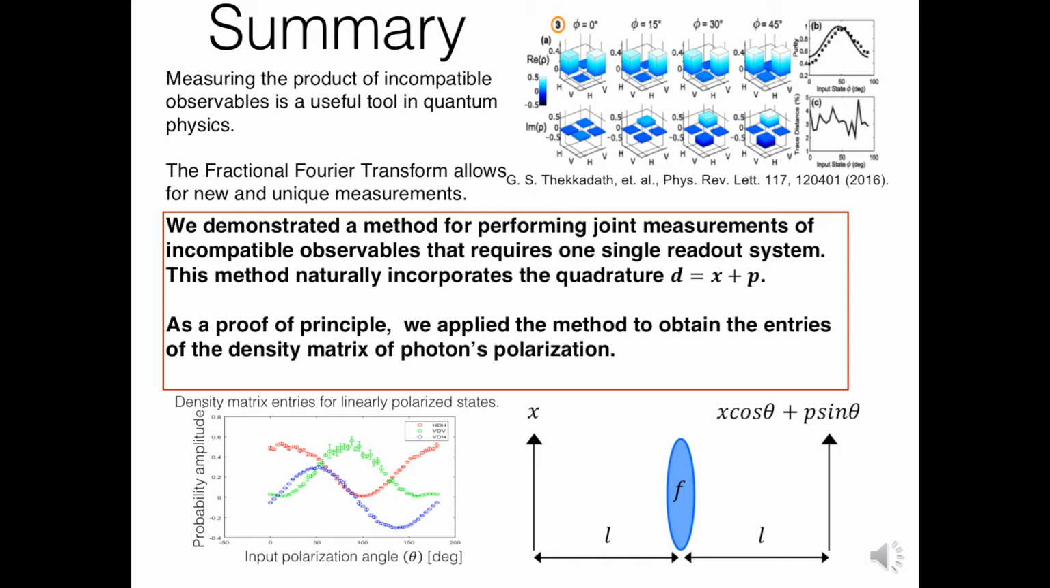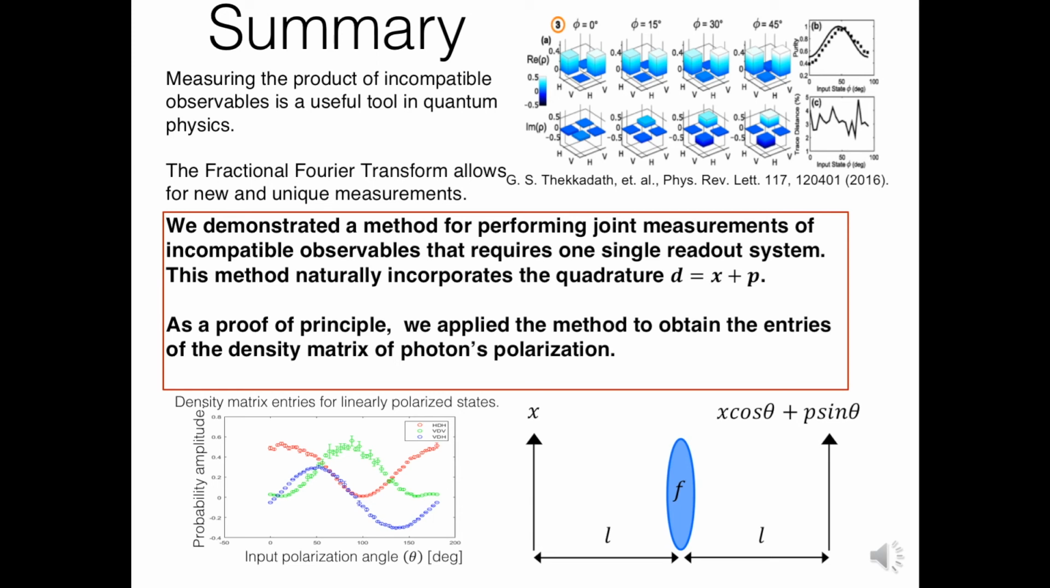As a summary, measuring this product of incompatible observables is a useful tool in quantum physics and quantum information. The fractional Fourier transform can be implemented in an optics lab, and it allows for new and unique measurements which might be interesting for different applications.